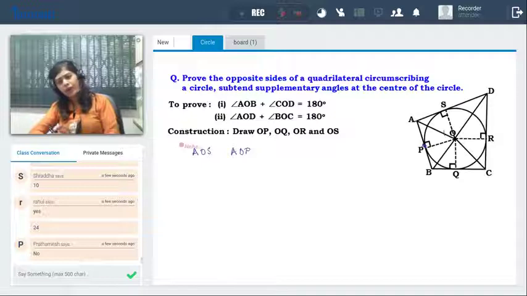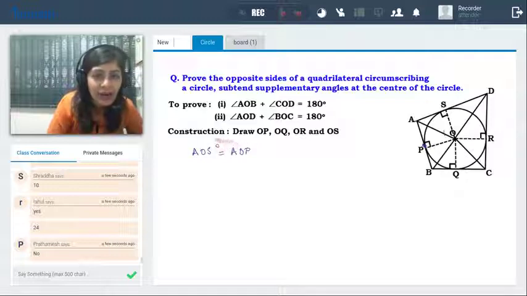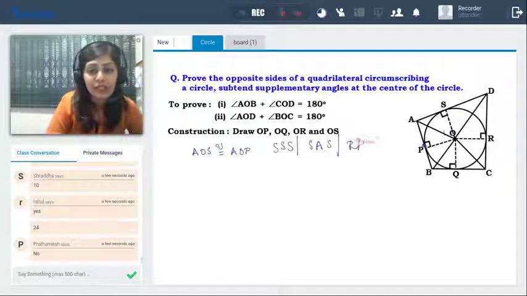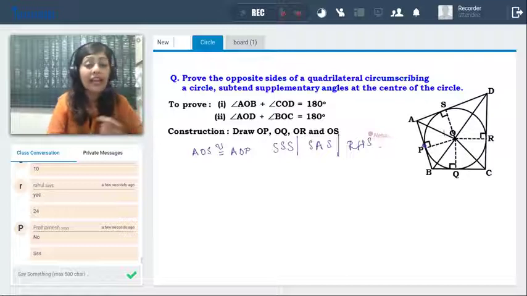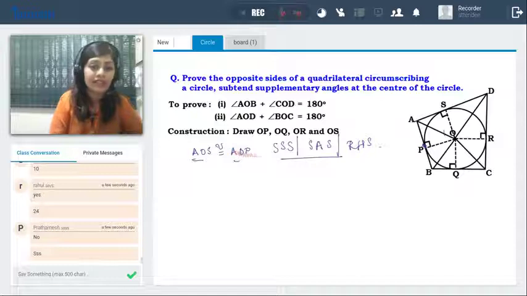Students, can I prove triangle AOS and AOP congruent? Yes, same thing. We have been doing the same thing. AOS and AOP are congruent to each other. Take whatever test you want. SSS, SAS, or RHS. You can use any of these three tests of congruency and prove that the triangles are congruent.